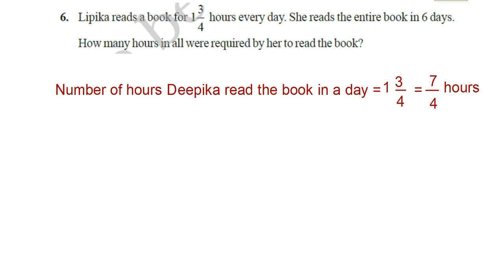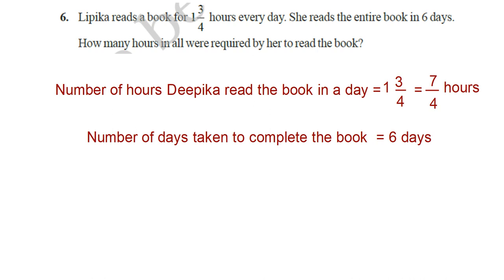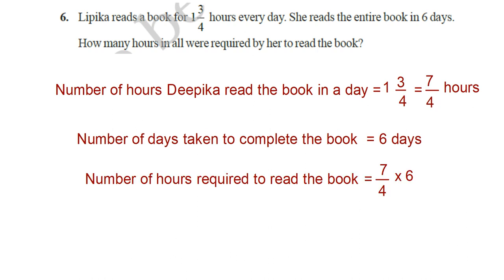How much time does she take to read the entire book? Yes, it is 6 days. So the next step, you can write the number of days taken to complete the book is equal to 6 days. Now you have to find out the time required to read the book. 1 day, 7 by 4 hours. 6 days, how many hours will it take? Yes, just multiply it. So you can write the number of hours required to read the book is equal to 7 by 4 into 6.